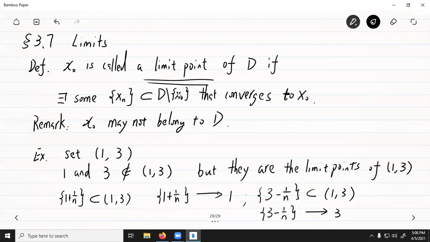Okay, so be careful. What is the limit point? Limit point is you just need to find a sequence in D. Of course, the sequence cannot be the x0, and such that the sequence has the limit which is equal to that number. Then this is called the limit point.